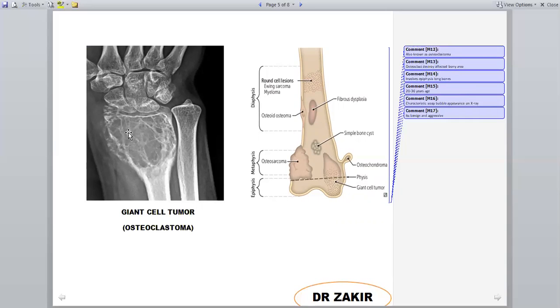So epiphysis is involved, and the main characteristic feature of this tumor is soap bubble appearance. If you see this X-ray, you will see the picture of soap bubble appearance. And this destruction is caused by the osteoclasts, so this condition is also called osteoclastoma. We should remember both names. Benign aggressive bony tumor involving epiphysis at the age of 20 to 30 years. So soap bubble appearance, the diagnosis will be giant cell tumor.